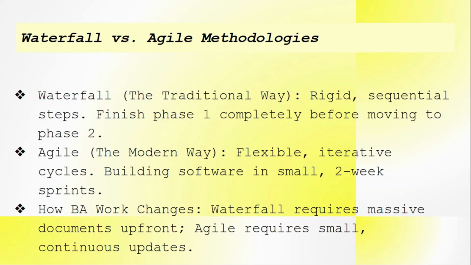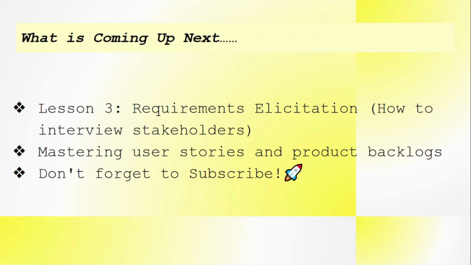To run these phases, companies use 2 primary frameworks, Waterfall and Agile. Waterfall is a traditional corporate approach. It is rigid and sequential. You must finish requirements entirely before moving to design or development. Agile, on the other hand, is the modern industry standard. It is highly flexible, breaking work into tiny 2-week cycles called sprints. As a BA, your workflow changes drastically depending on which framework your team uses. Understanding the SDLC and project methodologies is crucial because it dictates your day-to-day workflow.